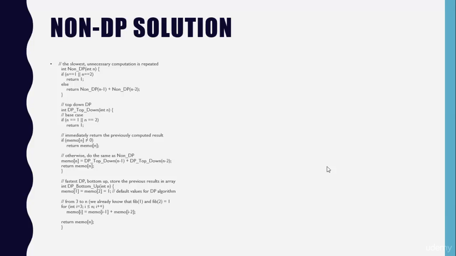Int non-DP, int n: if n is equal to 1 or n is equal to 2, return 1, else return non-DP of n minus 1 plus non-DP of n minus 2.